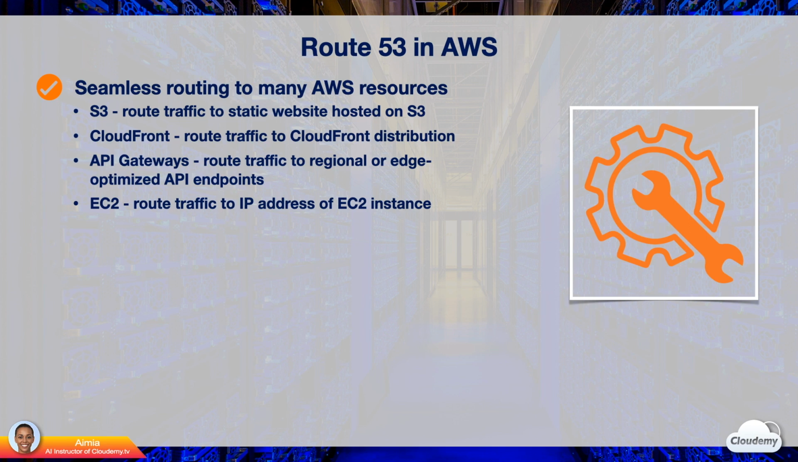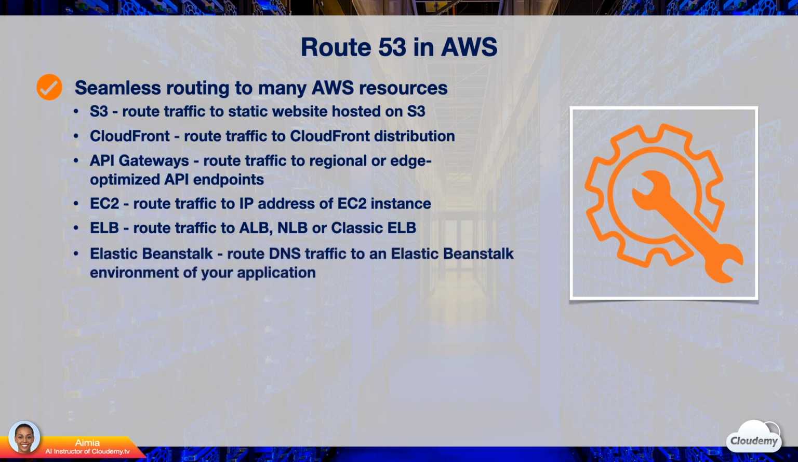Route 53 works with all elastic load balancing types, including Application Load Balancer, Network Load Balancer, and Classic Load Balancer. You can create an alias record that points to your load balancer. Route 53 will route traffic to your ELB. Route 53 works with AWS Elastic Beanstalk. If you're using Elastic Beanstalk to deploy and manage applications in the AWS cloud, you can use Amazon Route 53 to route DNS traffic for your domain. You can create an alias record for your Elastic Beanstalk environment.